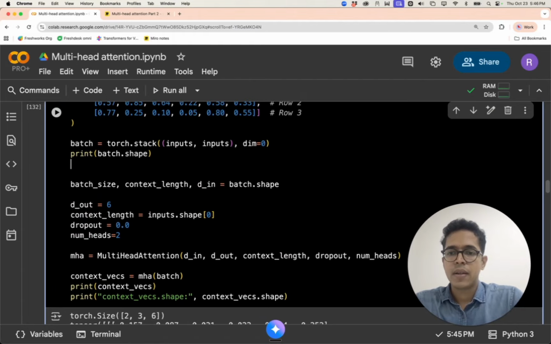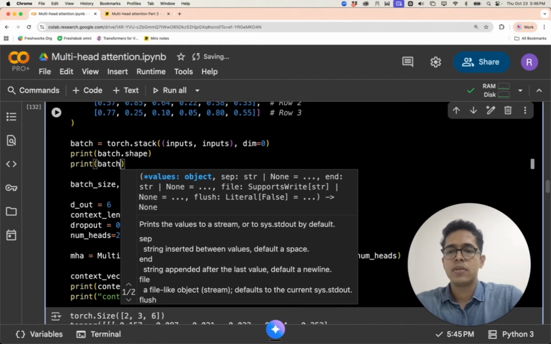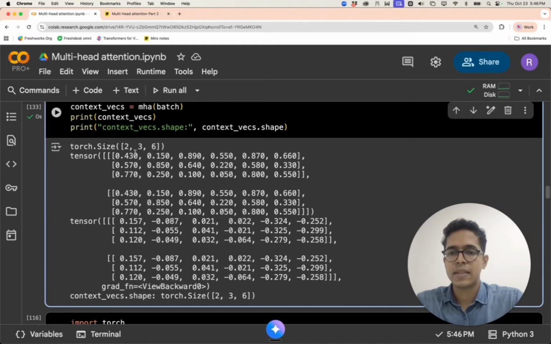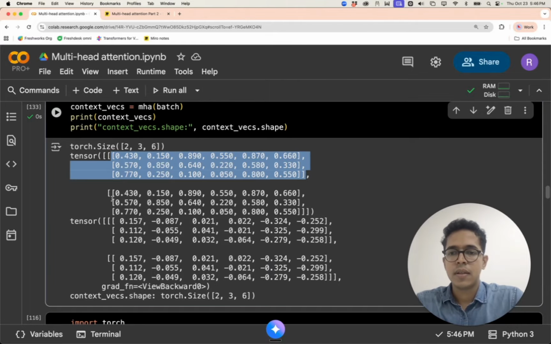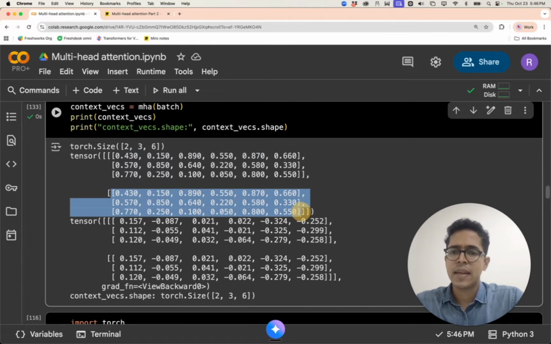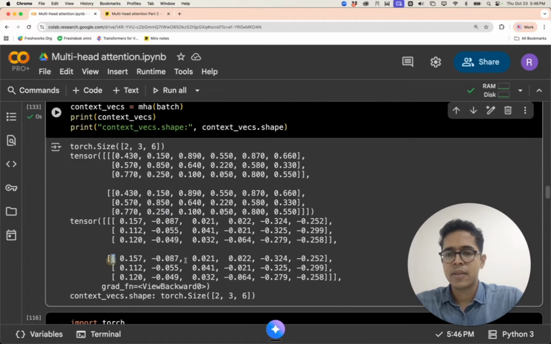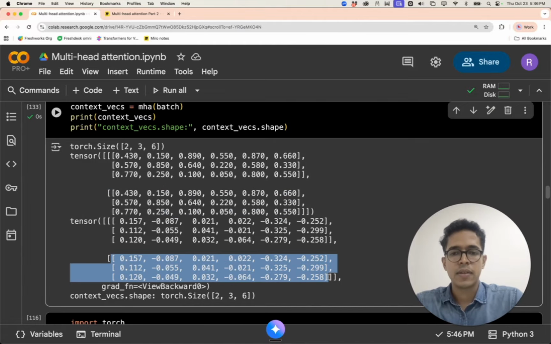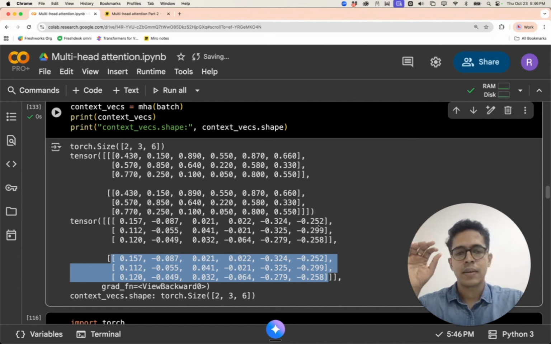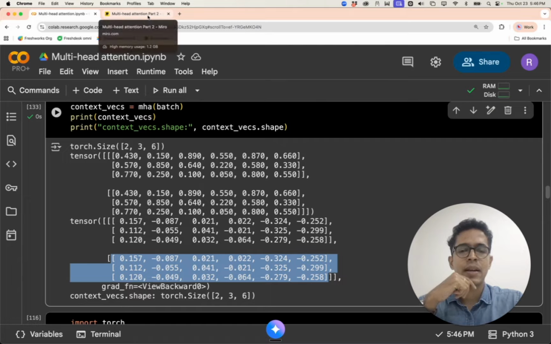I can also print the original batch before calculating all this. So print batch also. Now this should also show me the batch. Yeah, so this is batch number 1, the 3 input vectors. This is batch number 1, the 3 context vectors. This is batch number 2, which is an exact replica of batch number 1, the 3 input vectors. And this is batch number 2, the 3 context vectors. So this is how we implement multi-head attention without using a single for loop. Everything was defined as a tensor, and we eliminated the use of for loops. So now even if the number of attention heads in the multi-head attention is 96, it is not a problem.